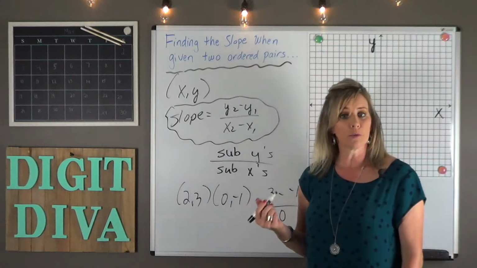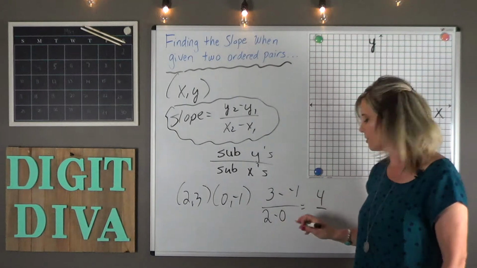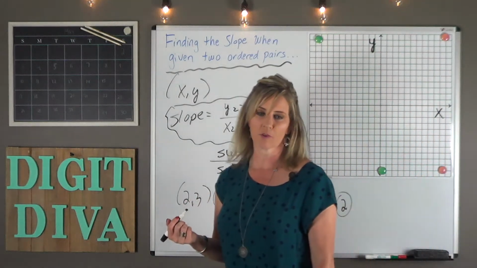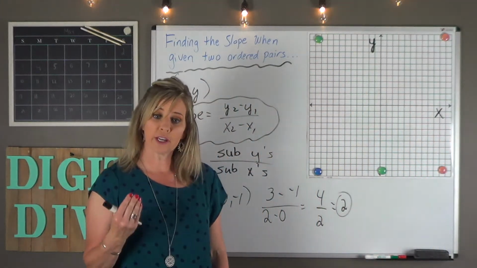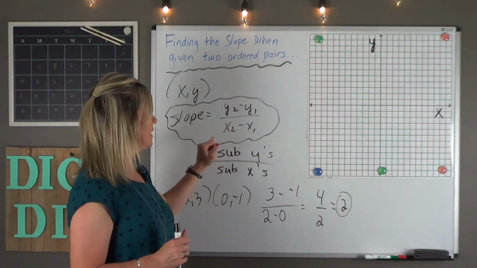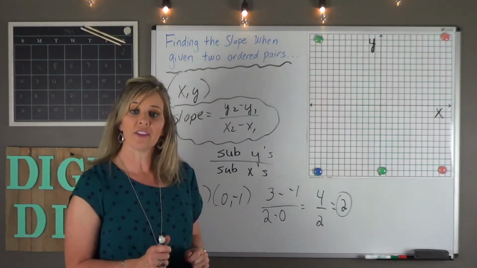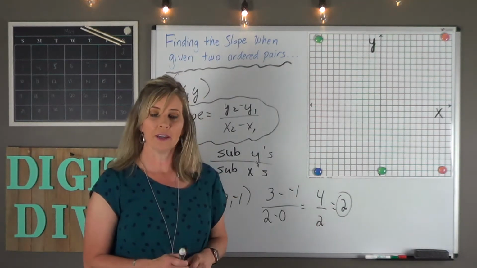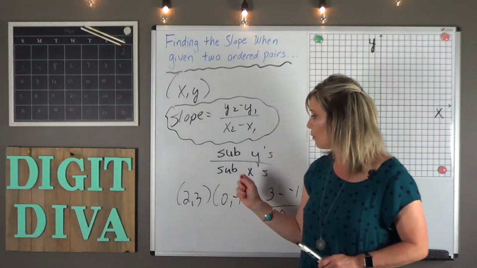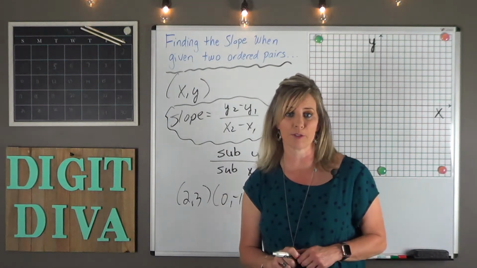Well, look at what's going to happen. 3 minus negative 1 is a positive 4. 2 minus 0 is a positive 2. And I'm still left with the same slope. Again, the official formula says y2 minus y1 divided by x2 minus x1. But did we get the same slope? Yes, we did. But we had to make sure whichever parentheses I start with for my y's, I have to start there for my x's in the denominator position.